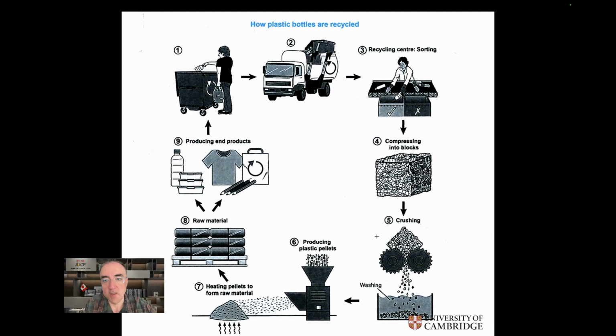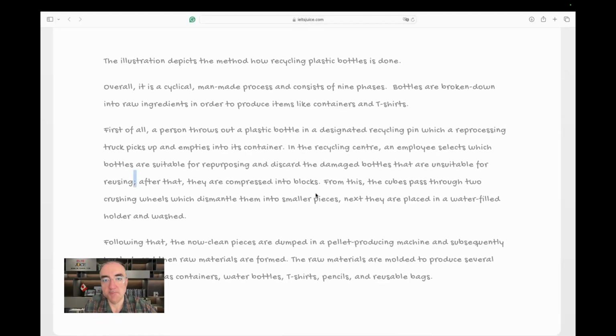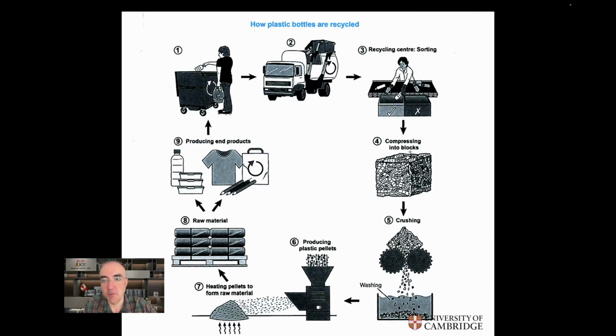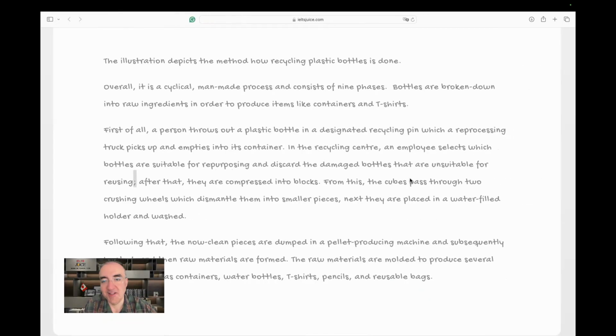And blocks. Yes, there are blocks. Compressing into blocks. Correct. From this, the cubes refer to the block. Okay. The cubes pass through 2 crushing wheels, which dismantle them into smaller pieces. I love the vocabulary range here. I really like it. I'm digging it.